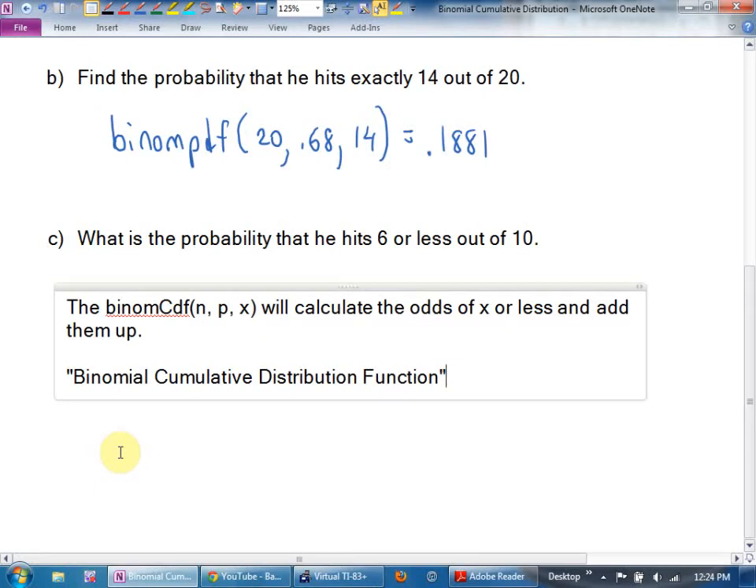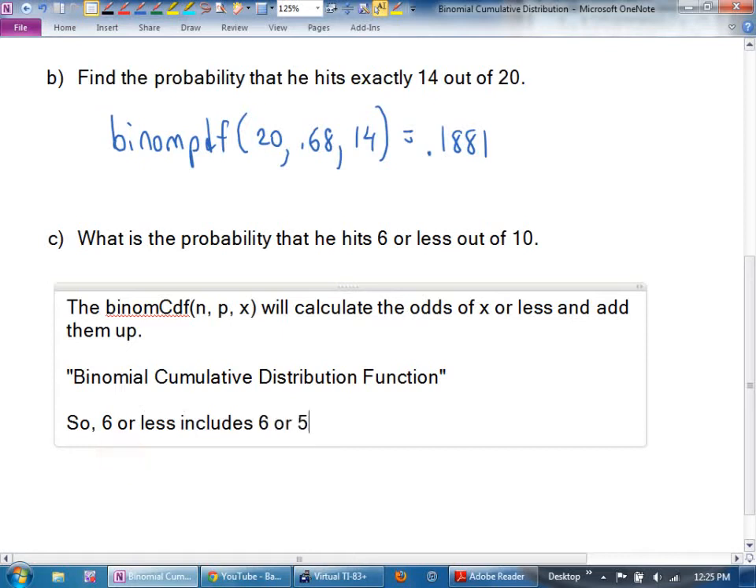So, if I want to find the probability that he hits six or less, so six or less includes six or five or four or three or two or one or zero. And Jen, I could do that with the brackets. Go ahead. And then use that sum feature. Go ahead. Don't forget the zero, though. That's the one kids often forget. He could go over. Thankfully, there wasn't much of a chance of that. We already figured, but he could.